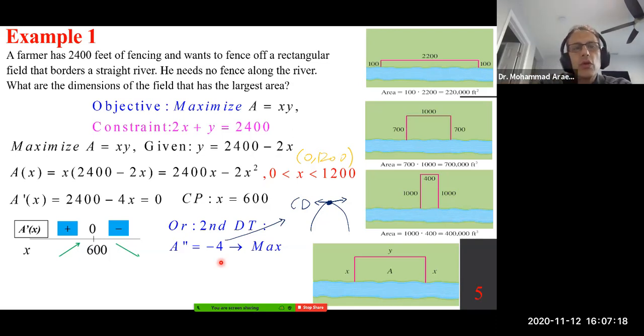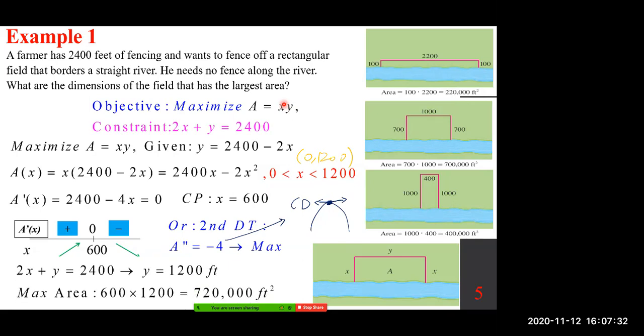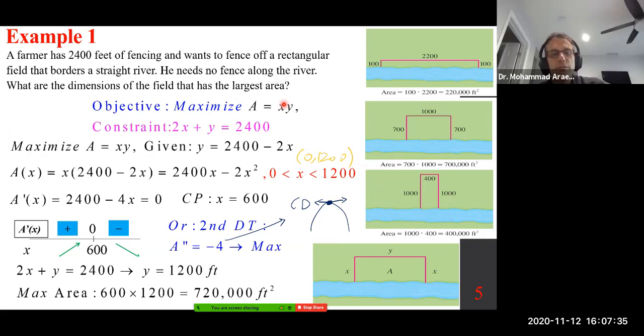Then what do we do? We go back up here and find y either from here or here, 2,400 minus 2x, and you put it in the area as well, and you find the dimensions. So y is 1,200. So the maximum area would be their product, which is 720,000 square feet. In other words, any application problem, you have to make sure you answer the question properly at the end.